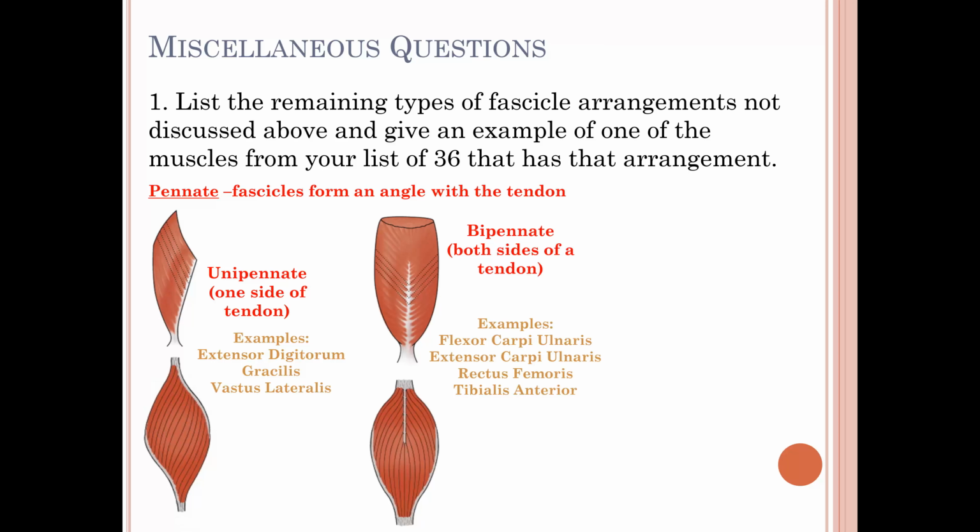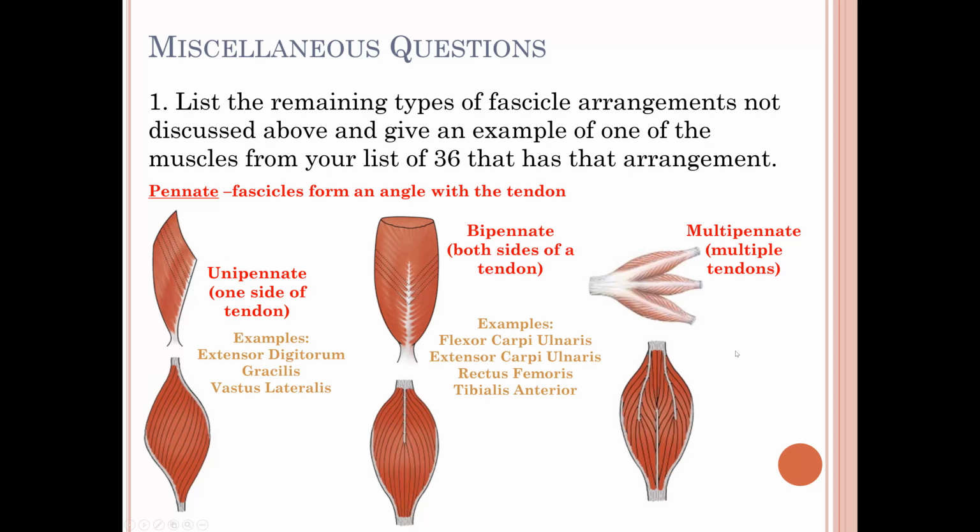and the tibialis anterior. And then we have multipinnate fascicle arrangement, in which a muscle has a single tendon that branches into multiple tendon branches, and the fascicle fibers are coming in at an angle to these separate tendons. And again, it kind of looks more like this in reality, where you have a tendon that branches into multiple other tendons, and the fibers come in at an angle to each of these tendons. Examples of multipinnate muscles include the masseter and the deltoid.